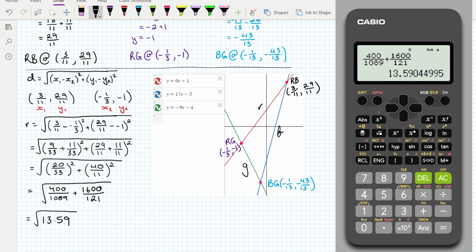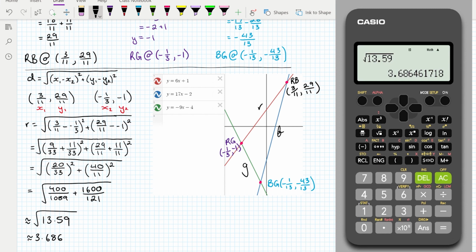13.59. Sorry, also because I did have to round up there, I'm going to make those approximate equal signs because we're no longer working with an exact value. So 13.59, and we're after the square root of that. So we're going to take our square root symbol, that's this one here, just below the x cubed button, and we're finding the square root of 13.59, and that gives us 3.686.